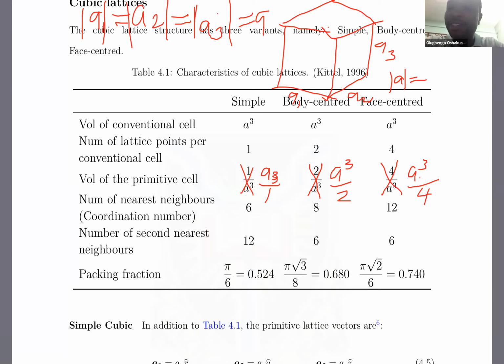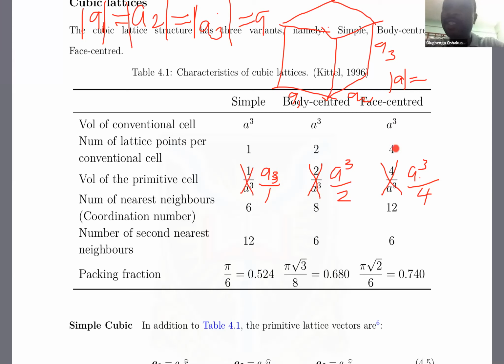What I currently have there is talking about the number of lattice points per cell. Let's just forget about what you have there. This is what I've written here, the volume of the primitive cell, because the volume of the conventional cell, for instance for face-centered cubic, is a cube, and it has 4 lattice points per conventional cell. That is, there are 4 primitive cells in this conventional cell. That means that the volume of each primitive cell should be a cube divided by 4.